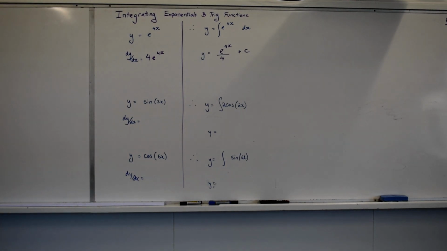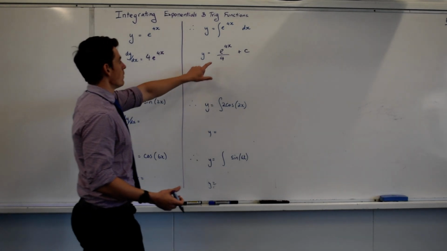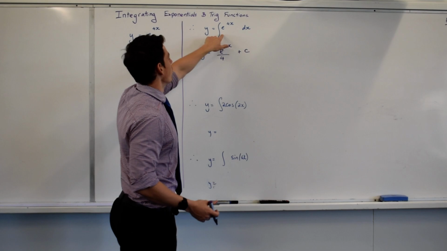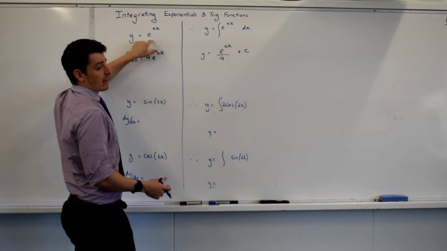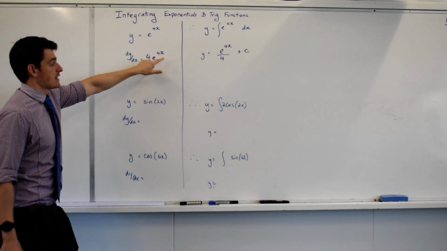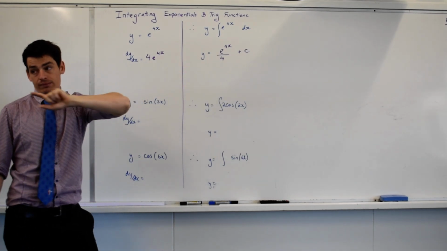So we can see a pattern there, can't we? If we were to have 4e to the 4x, we'd expect to get back to that line there, wouldn't we? And that's how we knew we had to divide by 4.